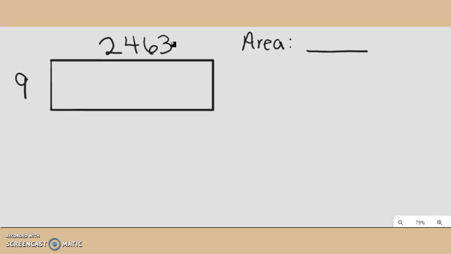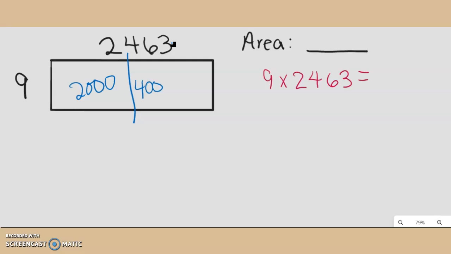To do that, we need to write a multiplication problem. So our multiplication problem will be 9 times 2,463, because that is our multiplication problem. Now what we're going to do next is break up our open array, and I want you to do this because it is a method. So you're going to chunk this out. You have one chunk for 2,000, one chunk for 400, one chunk for 60, and one chunk for 3.